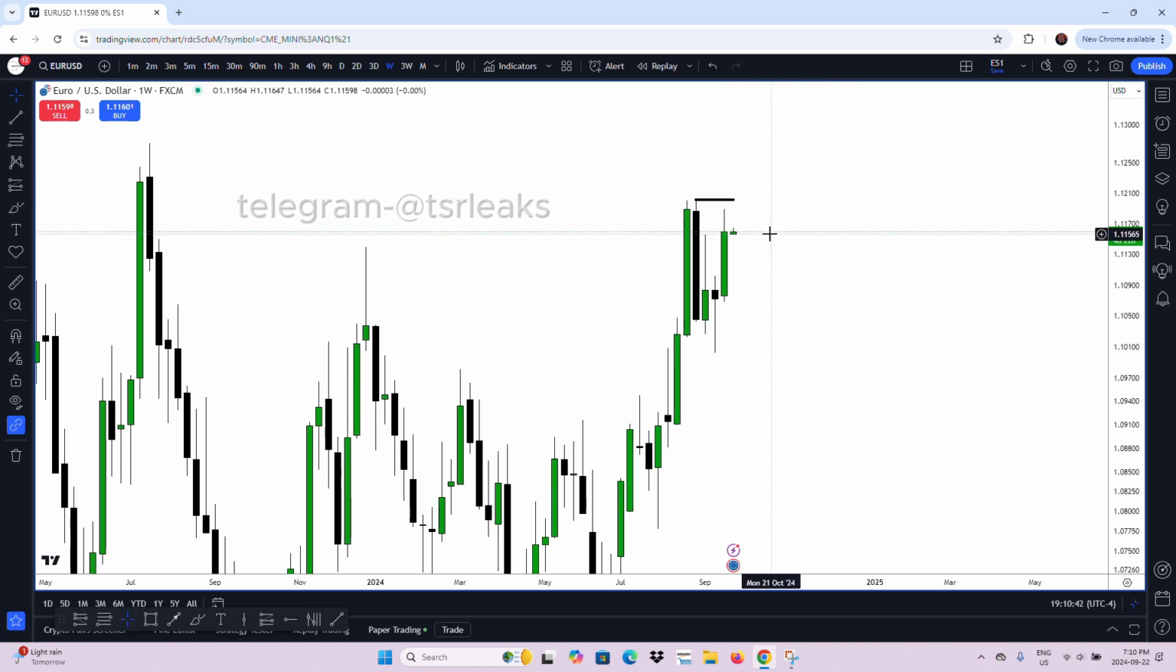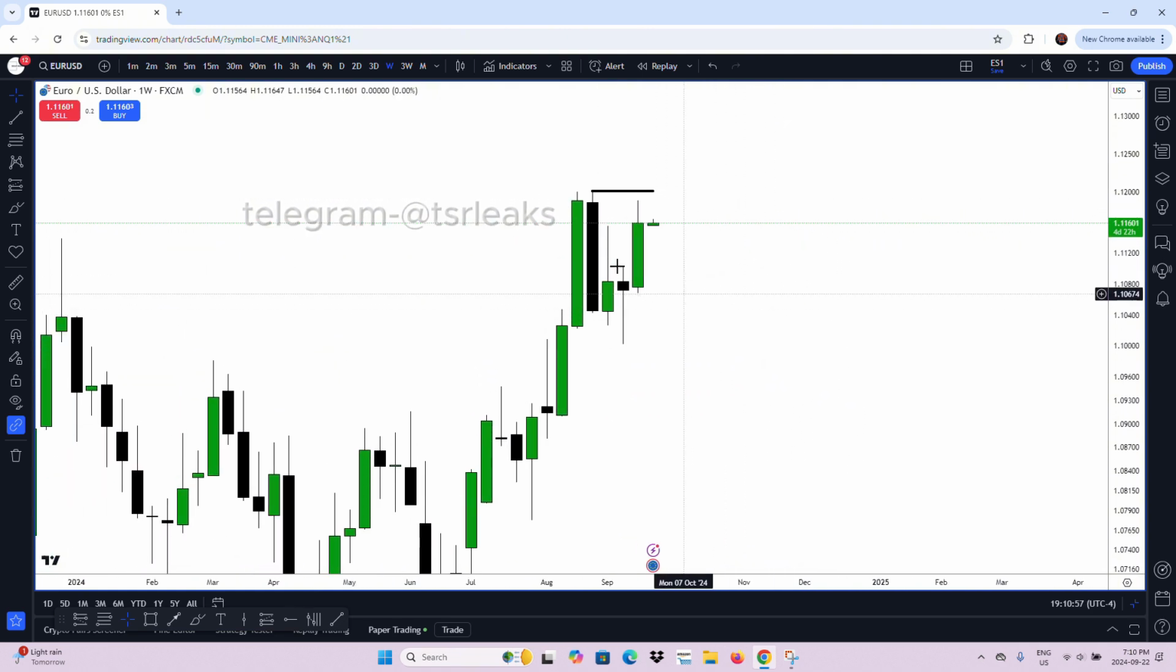Now, what is likely going to happen next week? A continuation upwards. This is on the weekly time frame. That means we will have a retracement before a continuation. Okay? Now, dropping down time frames.